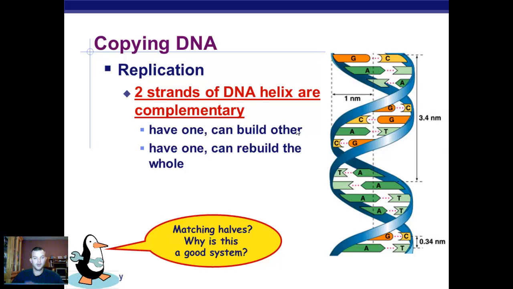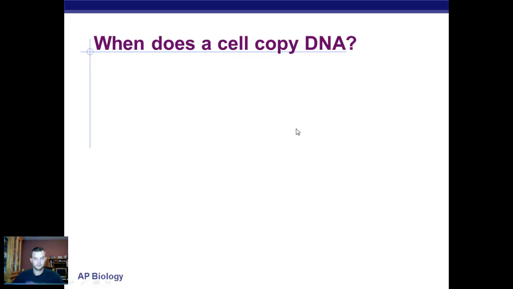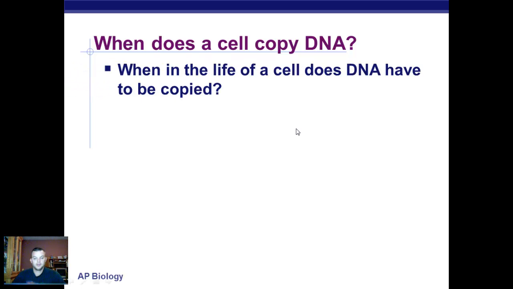All right, when do we need to copy this stuff? Well, we need to be able to copy it for multiple reasons. One of the reasons is cell reproduction. Your cells don't last forever. We've got to be able to replace cells that have died. We need to be able to make new cells for growth purposes. Multiple reasons why we need to be able to make new cells.